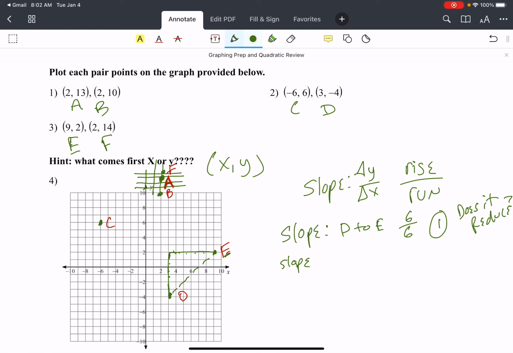Okay, I'm going to give you guys a couple slopes to find, and I'll walk around. So A to C. Find the slope from B to E. And the slope from B to F. Okay?